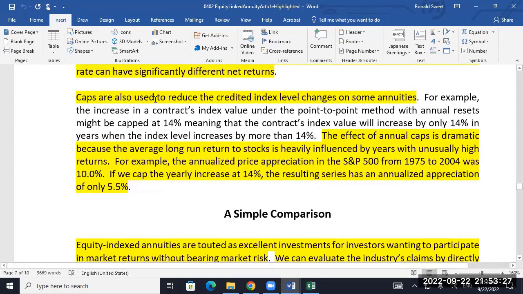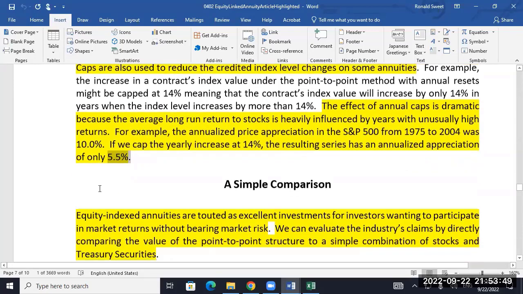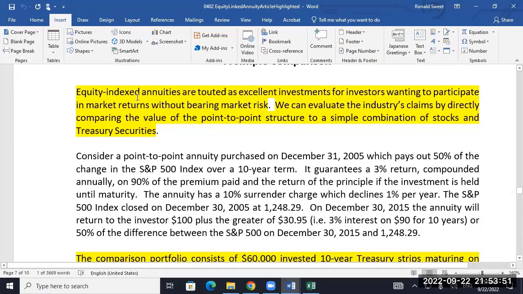So caps reduce the crediting level. The effect of annual caps is dramatic, but the average return on stocks is heavily influenced by those high years. The annualized price appreciation in the S&P 500 was 10%. But if we cap at 14%, the appreciation drops almost in half. So caps can be massive as well. Equity index annuities are touted as excellent investments for investors wanting to participate in markets without bearing the risk.